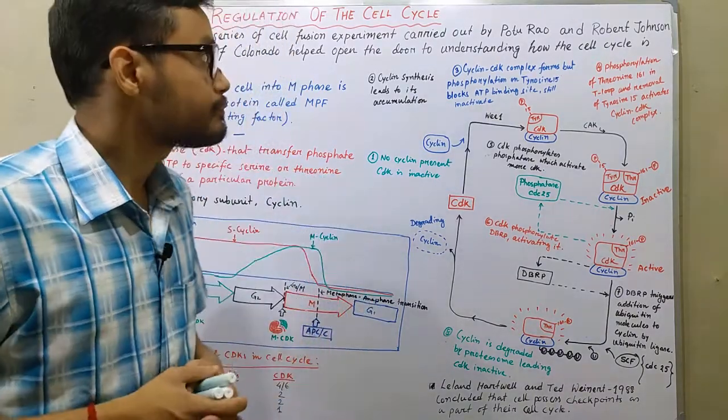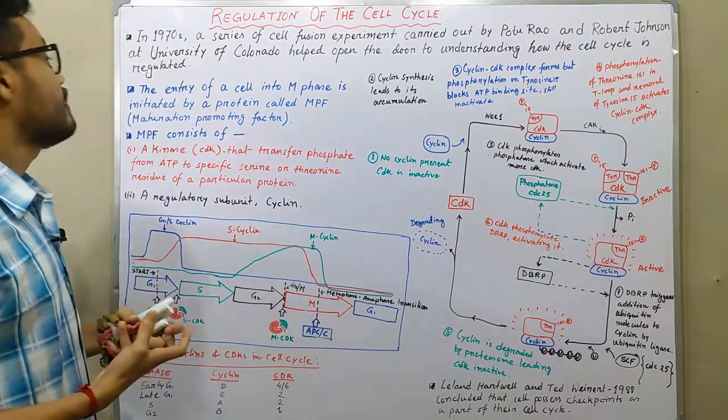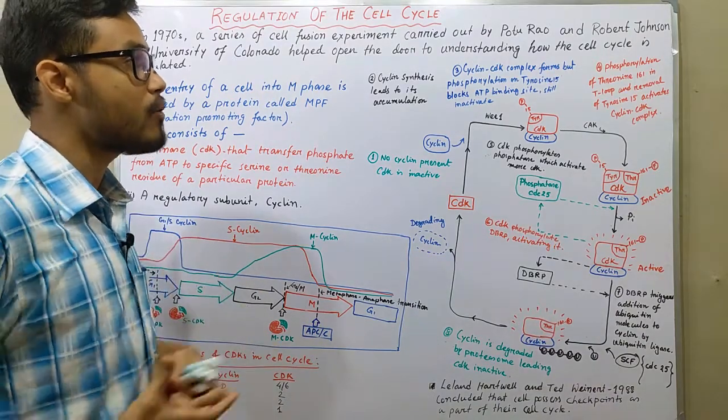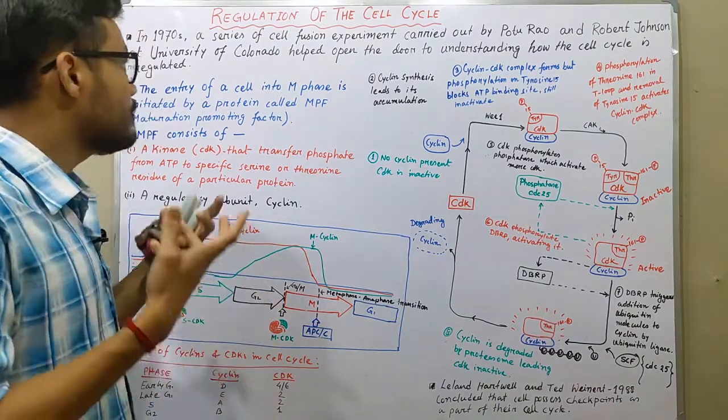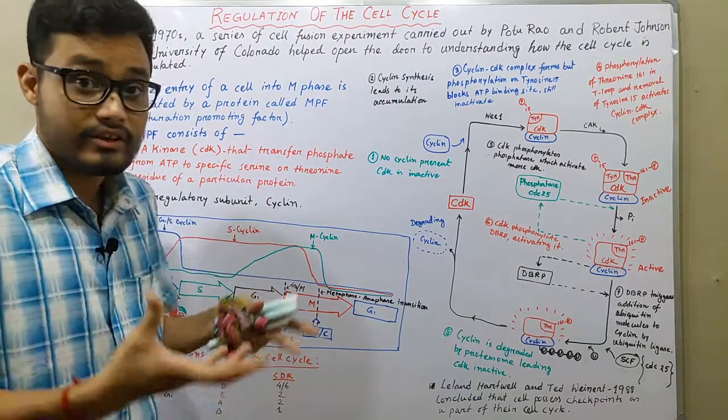First up, the discovery of cell cycle regulation. In the 1970s, a series of cell fusion experiments done by Potu Rao and Robert Johnson at the University of Colorado helped open up the understanding of cell cycle regulation.